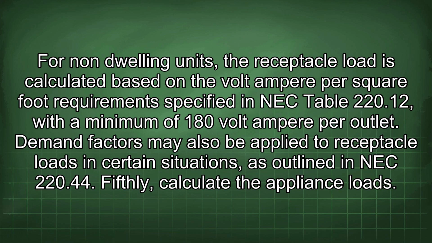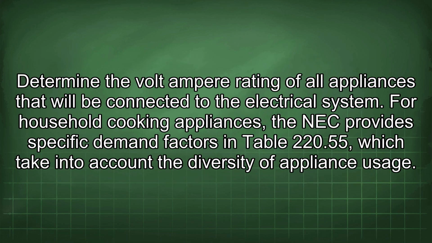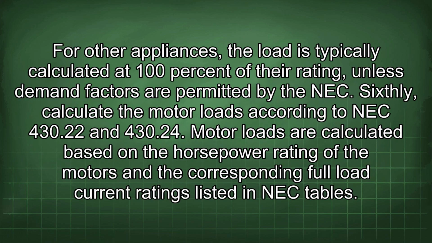Fifthly, calculate the appliance loads. Determine the volt-ampere rating of all appliances that will be connected to the electrical system. For household cooking appliances, the NEC provides specific demand factors in Table 220.55, which take into account the diversity of appliance usage. For other appliances, the load is typically calculated at 100% of the rating unless demand factors are permitted by the NEC.